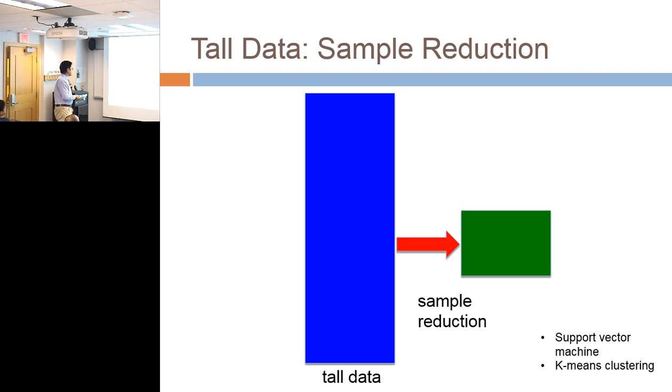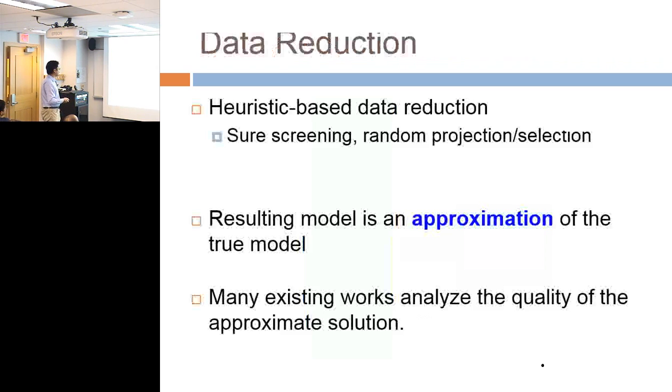Okay. So like I mentioned before, there are many algorithms proposed to select the most important features or the most representative data instances. Many algorithms are the so-called heuristic-based data reduction methods. For example, sure screening, random projection, something like that. Those methods actually work pretty well in real applications.